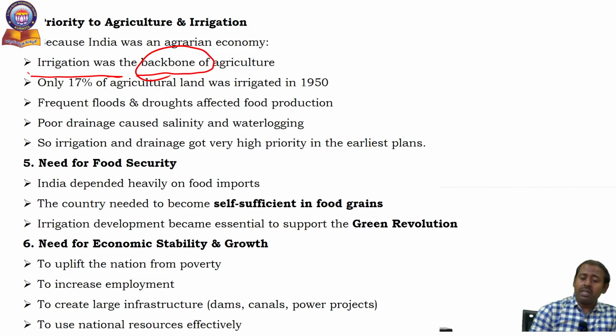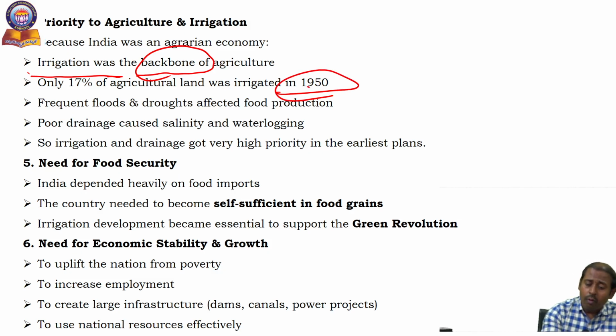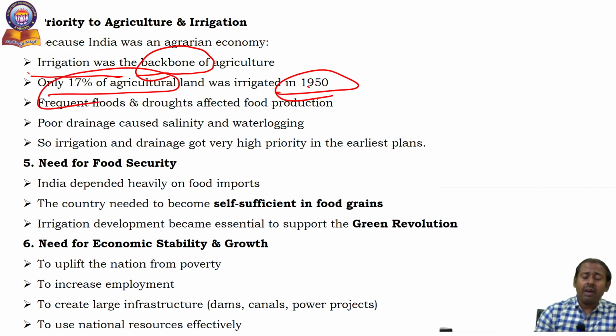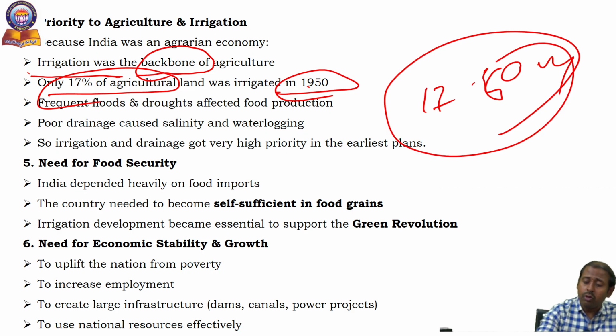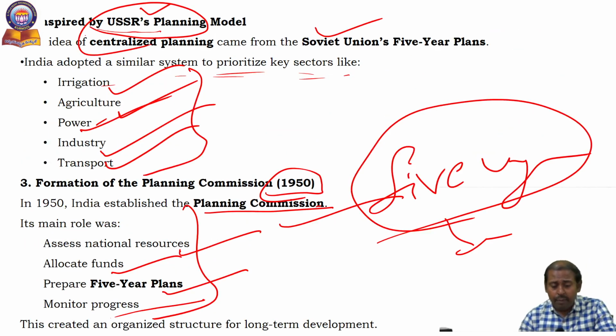Only 17% of the agricultural land was irrigated in 1950. According to the data, when we were starting the 5-year plan, the background information is that in 1950 only 17% of agriculture was developed. So we have to improve it to almost 80 or 90%. That is our intention for this 5-year plan and the planning commission.